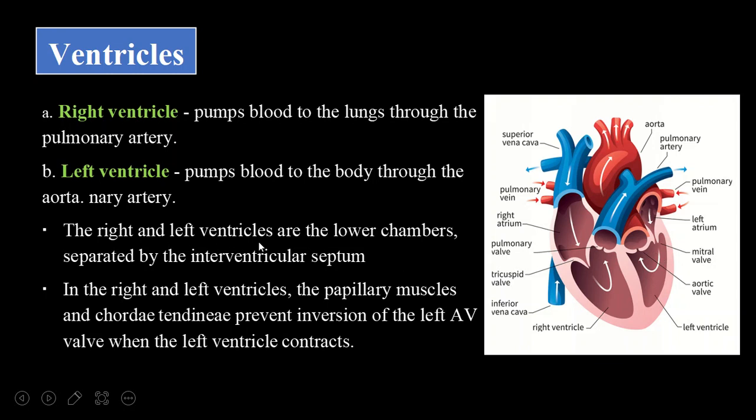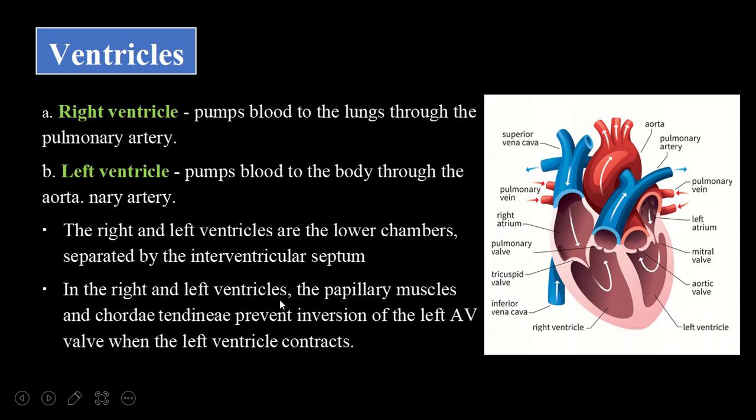So we have the right and left ventricles are the lower chambers. They are separated by the interventricular septum. This one here is the interventricular septum. It is what separates the right and left ventricles. Kung kanina, ang nagseseparate sa atria, the right and left atrium is the interatrial septum. Dito sa ventricles, you have the interventricular septum.